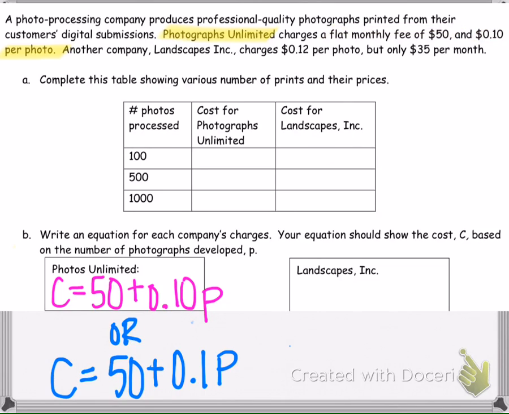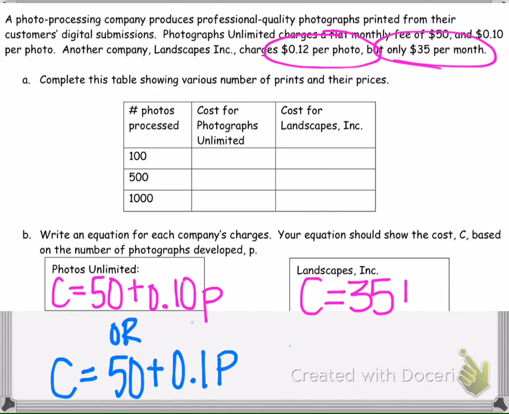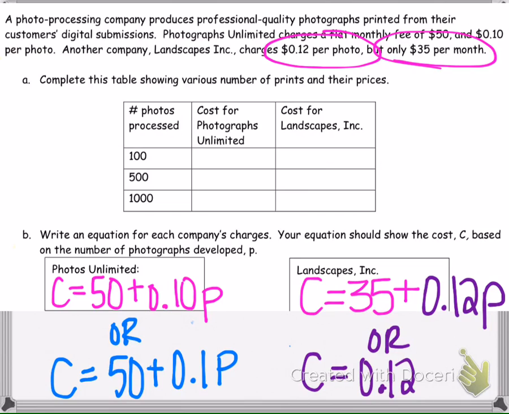Now, the other company is called Landscapes Incorporated, and they charge 12 cents per photo, but only $35 per month. So the total cost is equal to $35 plus, and instead of 10 cents, we're going to pay 12 cents per photo. And again, remember, we could also use the commutative property. Those are both equivalent.